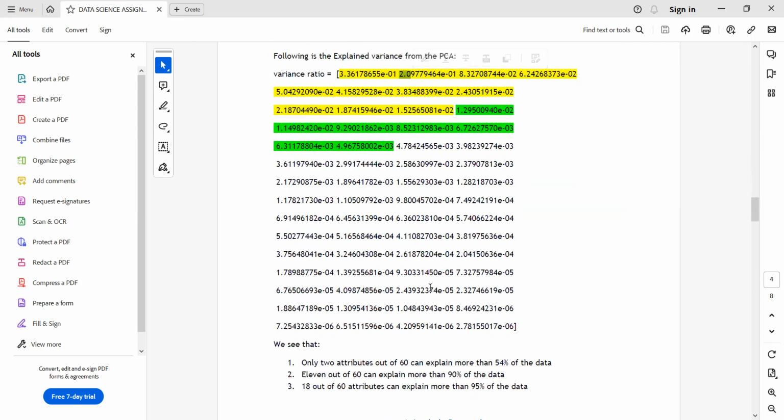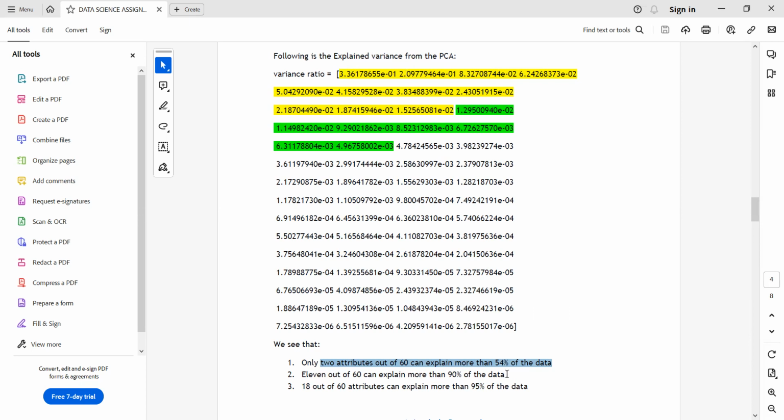Now if you go to the last one, you see 2.7, 10 to the power of -6, that means 0.000026. So probably you can delete this. What we have figured out is two attributes itself can explain 54% of the data, 0.33 and 0.24. If you take these two together itself, 54% of data.